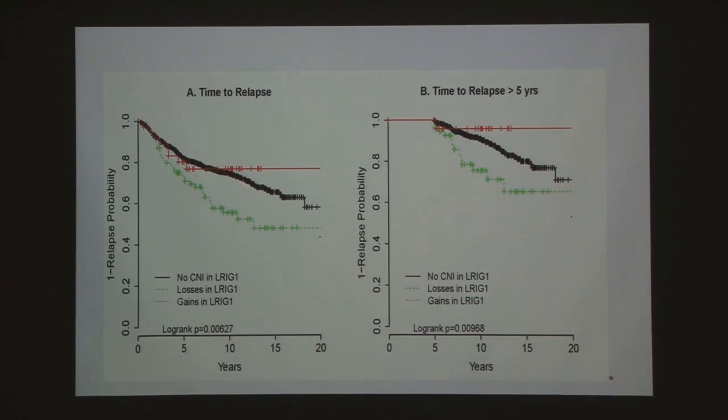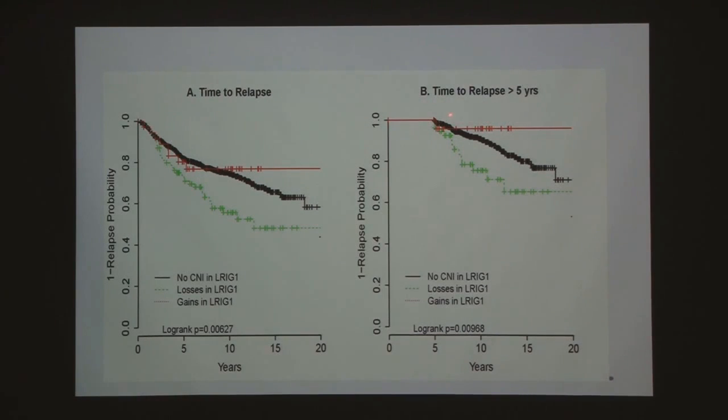If they had a loss, the survival was much poorer, and these are people that had no copy number alterations in LRIG1. So one of the questions that we asked is, what happens when you go beyond the 5 years? We wanted to see whether the time to relapse for those patients who did well, are there those that we could separate by their follow-up time.